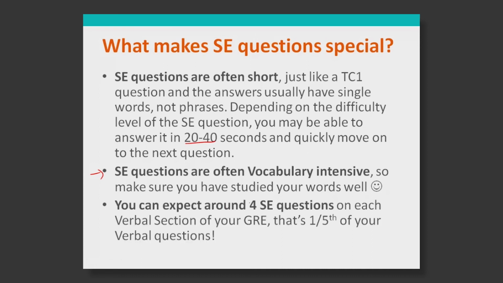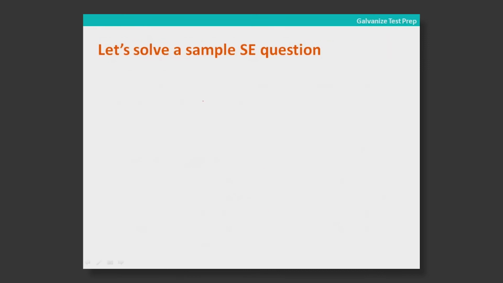Now, you can expect around 4 SE questions on one verbal section of the GRE. Like we said earlier, it's like 1/5 of all your verbal questions. And in one GRE, anywhere between 8 and 10 SE questions can be easily expected. So be ready for this question type. Do not take them lightly just because they're only one sentence. All right? Now let's take a look at a sample SE question.